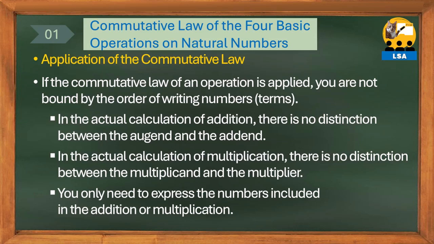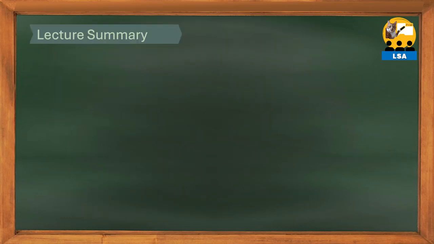Because the commutative law holds for the addition and multiplication of natural numbers, we can calculate addition and multiplication easily and comfortably without worrying about the order in which we write the numbers. You understand that we are calculating very comfortably, right? This is the main content of today's lecture.